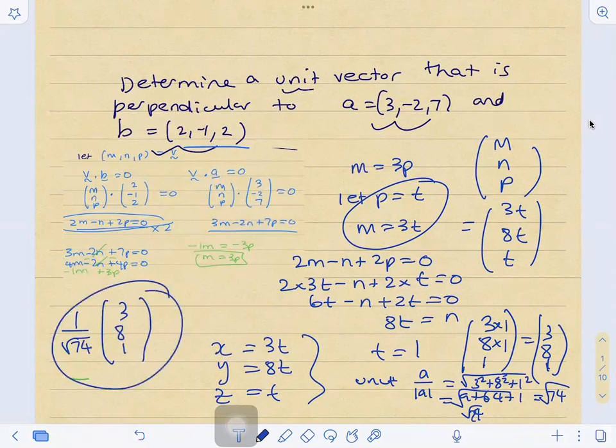You could also do another one by letting t equal 2 or t equals 3 or minus 2. Once you've got it in terms of its parameter, it makes it really easy to find any vector that is perpendicular to the other ones. And if it happens to be a unit vector, then you have to divide by the magnitude of that vector.